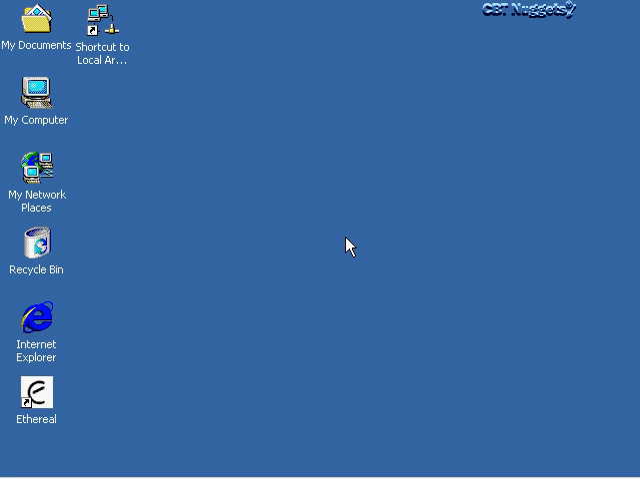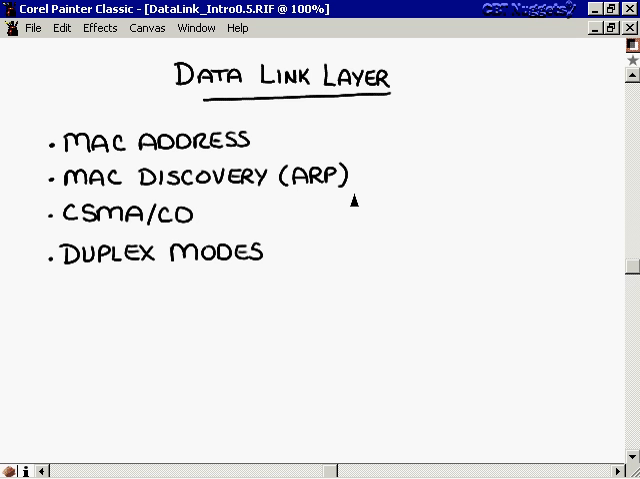The OSI data link layer. This is the layer at which computers communicate directly over the physical media. Essentially, it's where the rubber meets the road. In this nugget, we're going to define a MAC address. Then we're going to find out how the MAC address discovery works. We're going to outline the processes involved in CSMA-CD, and we'll end up with a discussion on duplex modes.